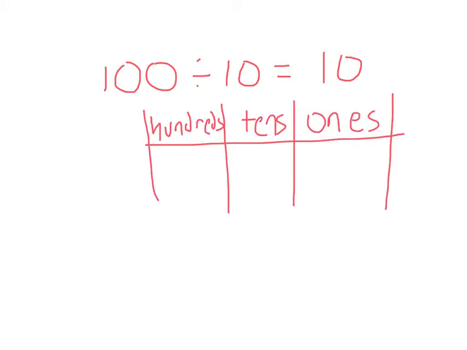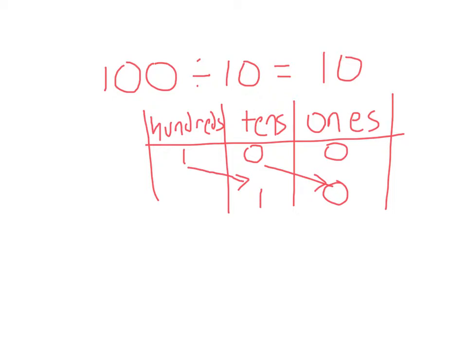Thinking of this with the place value chart, we had 100, and what we do here is we need to get a smaller number. So the 100, when we divide it by 10, is actually only worth 1 ten. And that's why I put the 1 over there and a 0 over here. From this, 10 divided by 10 is 1 for the ones place.